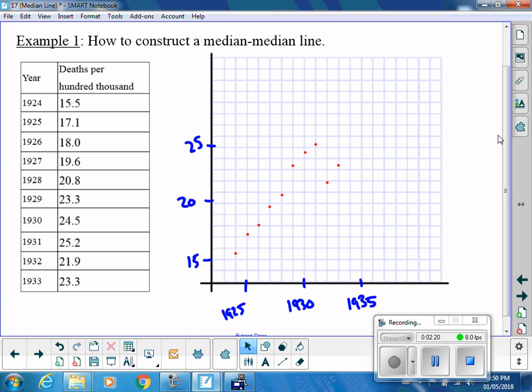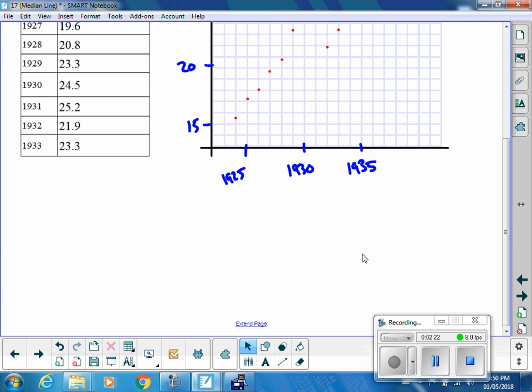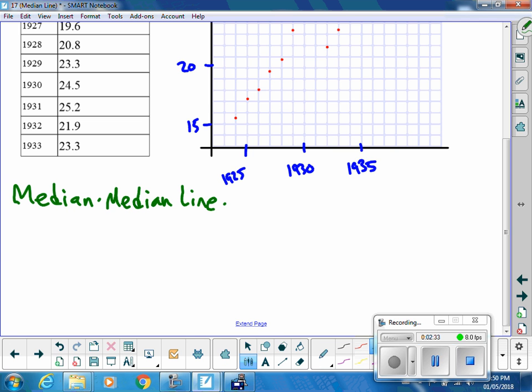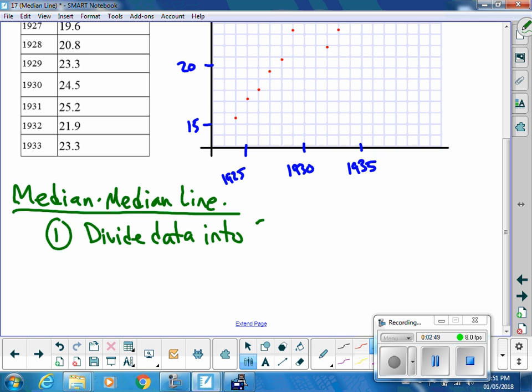If you had a lot more dots, this could help you with that balance part. So underneath this graph, I'm going to write some steps. Here's how you create a median line. Step 1 is to divide the data into 3 equal groups, or as close to equal as you can. And the first and the third group should be the same size.